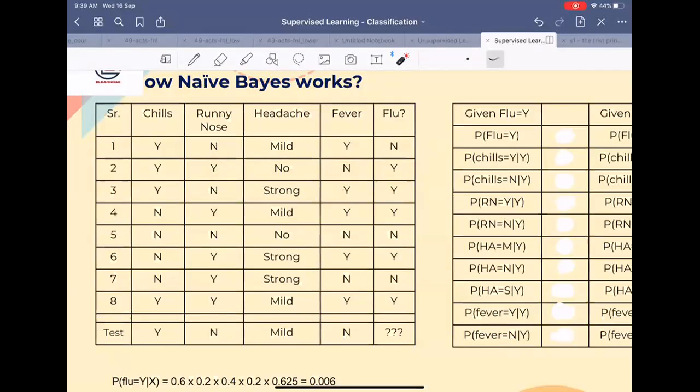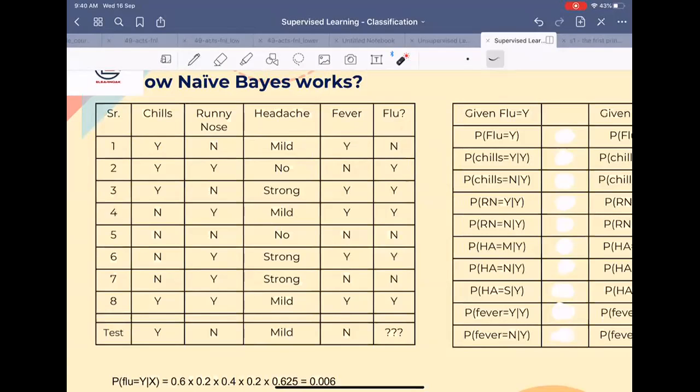So what this data is doing is taking the individual features like chills, runny nose, headache, and fever, and based on these features, it is trying to predict whether someone has flu or not. So we have this sample data of 8 points. Chills can take 2 values, yes and no. Runny nose can take 2 values, yes and no. Headache can take 3 values: no headache, mild headache, strong headache. Fever can take 2 values, yes and no. And finally, the target class can take 2 values, yes and no.